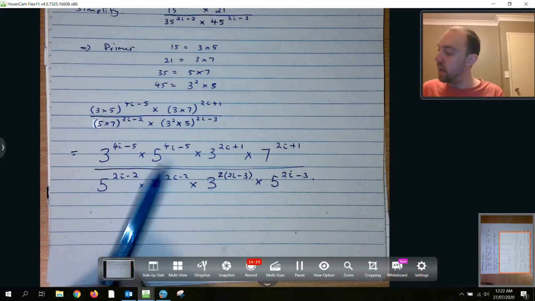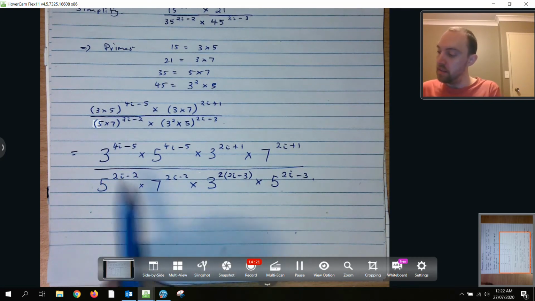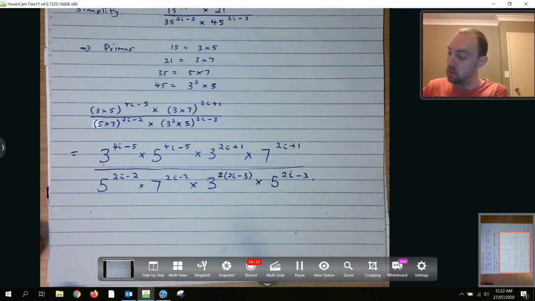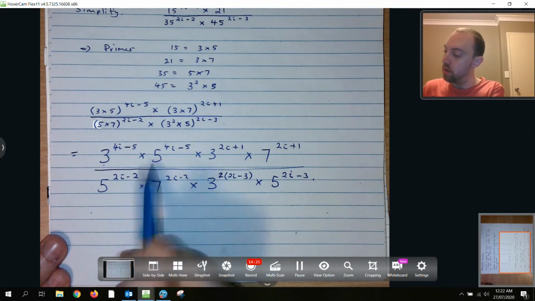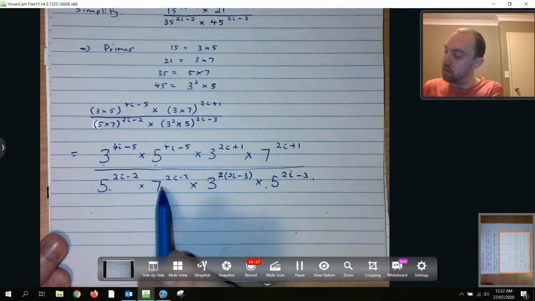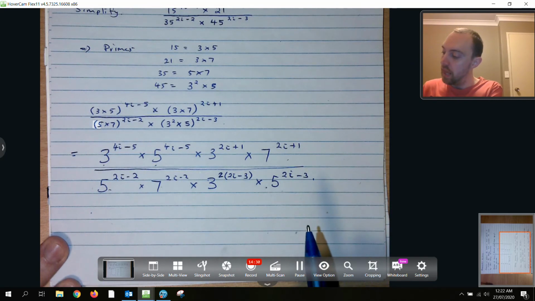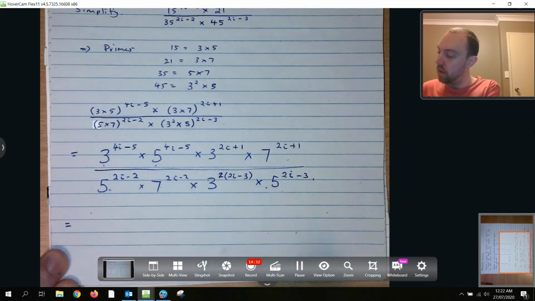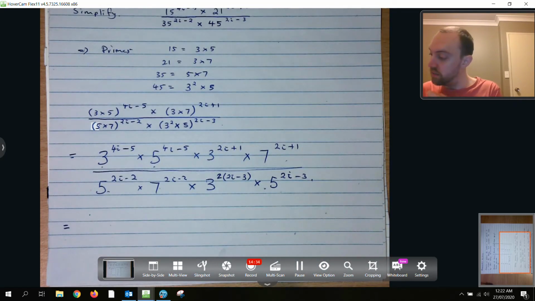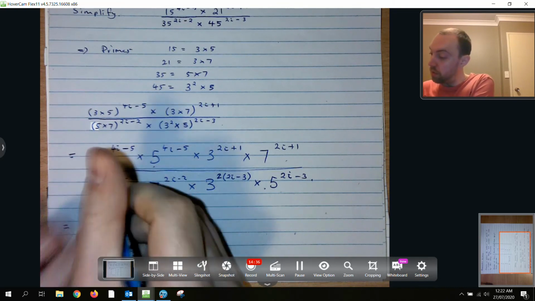Now anything that has the same base, we can start to add or subtract their powers. We've got a few 5s, we've got a few 3s, and we've got a couple 7s. Let's work on the 3s first.